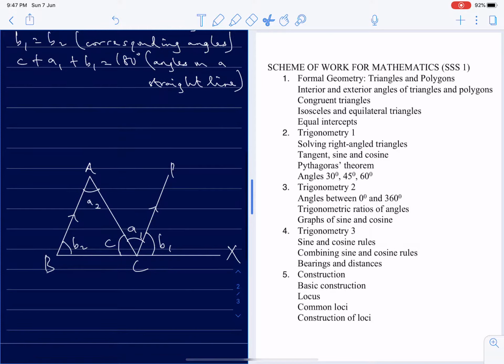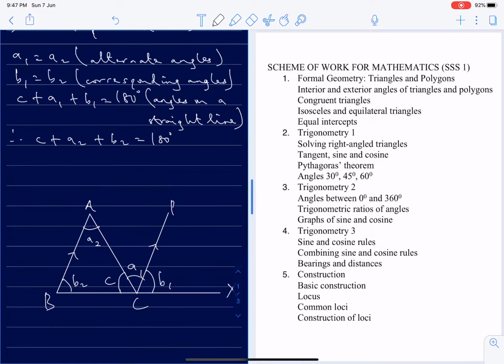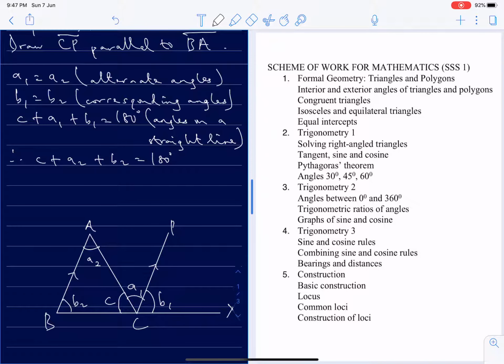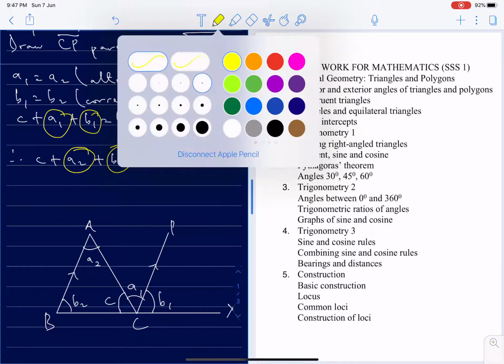Therefore, if we say that C plus A1 plus B1 is equal to 180, then definitely C plus A2 plus B2 is also equal to 180 degrees. Why is that so? A1 and A2 are the same. B1 and B2 are also the same. So instead of writing A1, I can write A2, and instead of writing B1, I can write B2. And that's equal to 180 degrees. So now we have been able to show that.